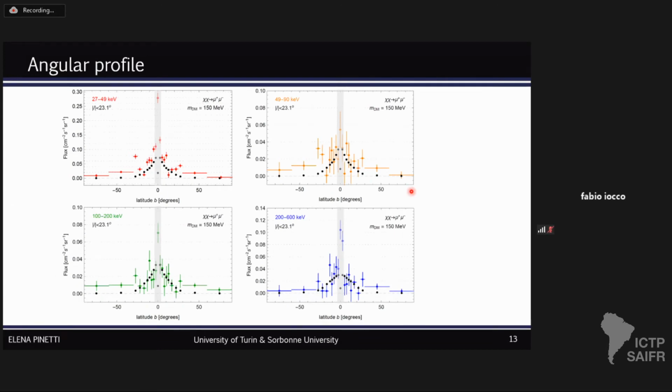Okay. So in this slide, I show you the angular profiles in 4 out of the 5 energy bands that we considered. The color points refer to the data that we use in our analysis to derive the constraints, while the black points refer to the theoretical prediction that we derived for dark matter particles with a mass of 150 MeV, annihilation cross-section at the bound, and the muon channel.